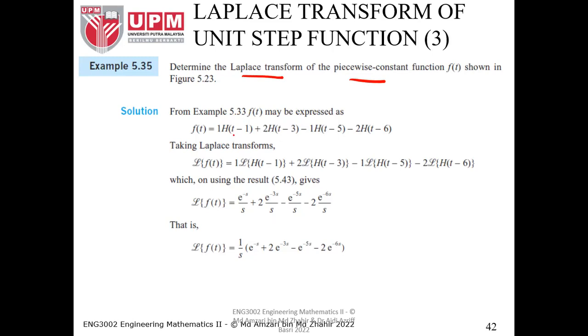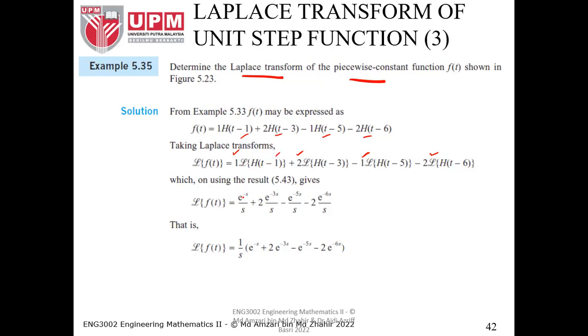Where the first one is 1 times h(t minus 1), plus 2 h(t minus 3), minus 1 h(t minus 5), minus 2 h(t minus 6). Okay, so what you need to do next is Laplace each of the equations. We Laplace the first one first, the constant remains outside, then the Laplace of h(t minus 1), plus 2 constants, then the Laplace of h(t minus 3), minus 1 constant, the Laplace of h(t minus 5), minus 2 constants, the Laplace of h(t minus 6). So you need to solve one by one. We know that for h(t minus 1) in Laplace, exponent negative as, your a here is 1.